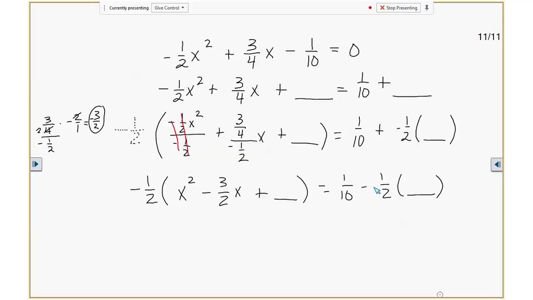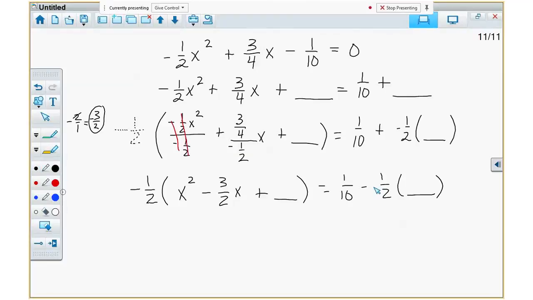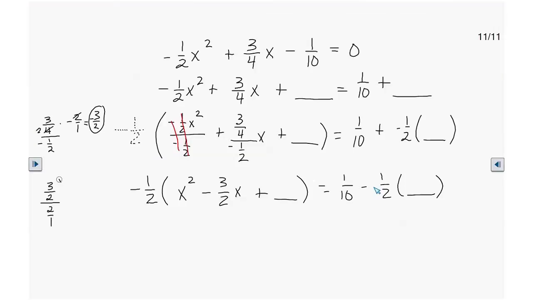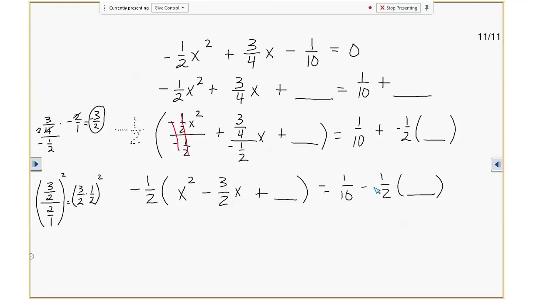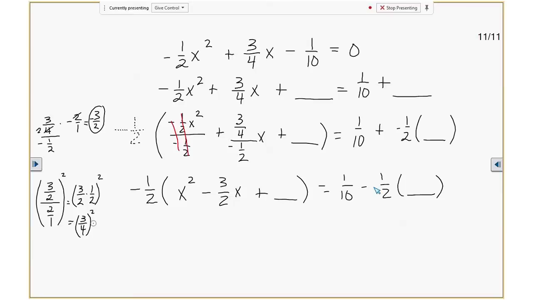Start some of y'all off if you're still rusty. 3/2 divided by what? 2/1, Hubert. That's right, class. Squared, which is equal to 3/2 multiplied by what? 1/2 squared, which is equal to 3 what? 4 squared, which is equal to what?